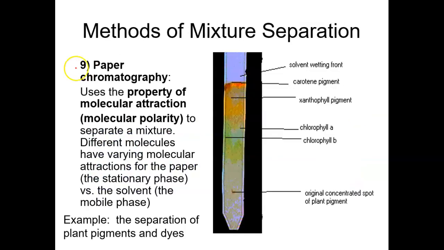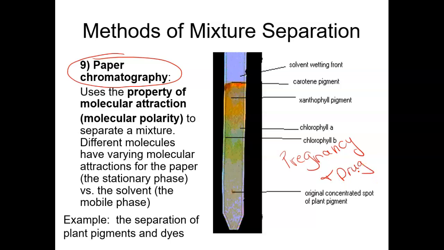All right. This is one we're probably going to try to do in class as a lab. Paper chromatography uses the property of molecular attraction to separate a mixture. Different molecules have varying molecular attractions for the paper. One of the ways we use this, it sounds really funny, is in pregnancy tests and drug tests. When you pee on a stick for pregnancy or even on a drug test, there are different hormones and different particles that go through and they stop at different levels.